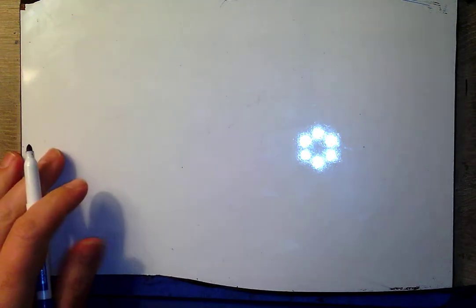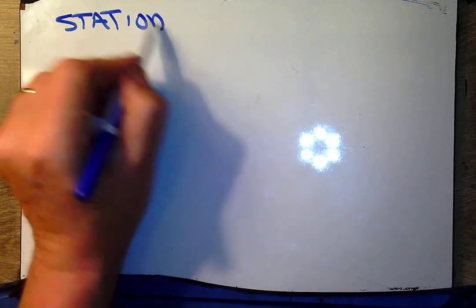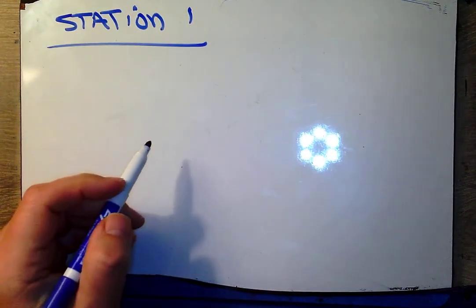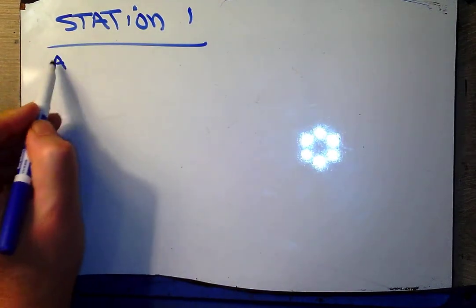Hey, so let's take a look at these review stations. We've got trig solving and trig identities here. Okay, station one. Station one says find all the solutions.